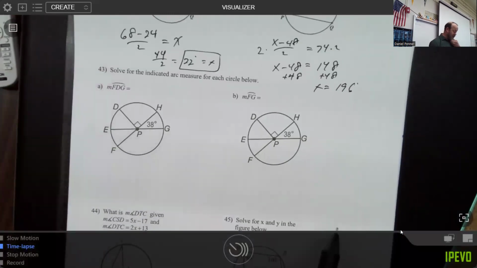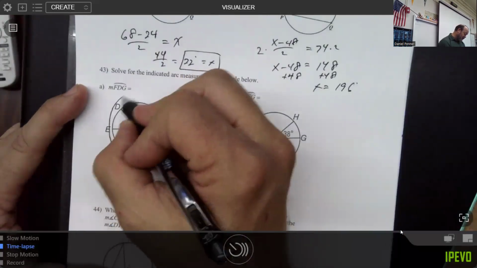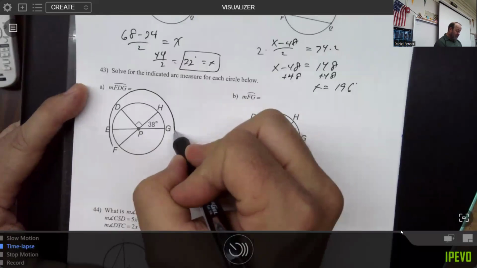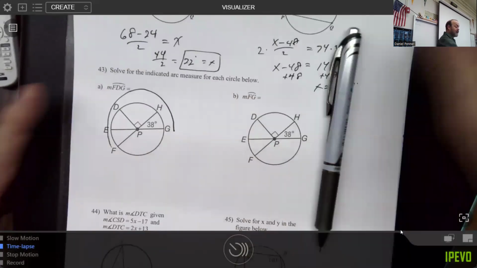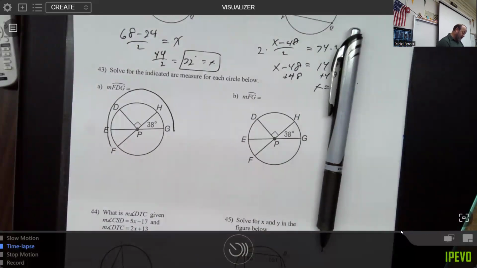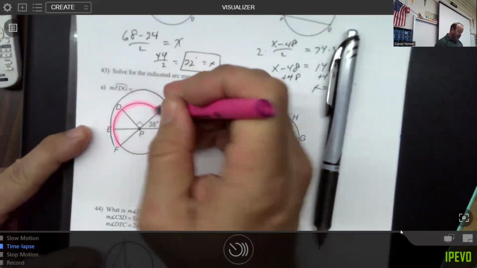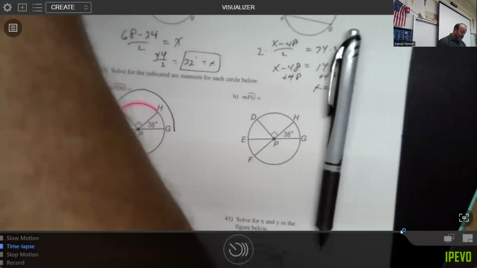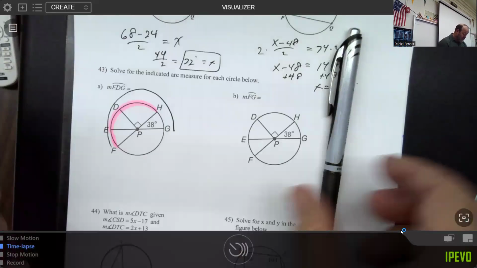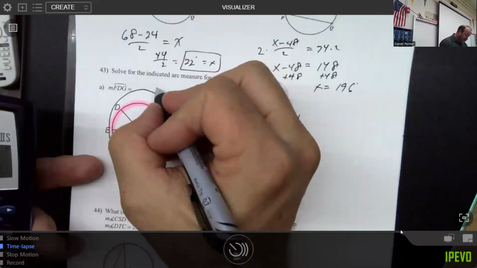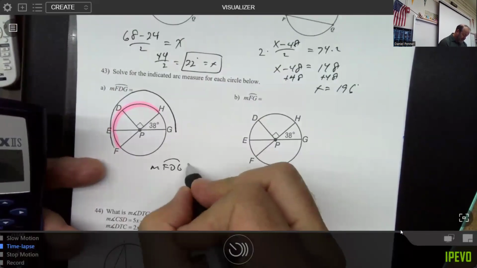FDG, what is FDG? Well, see, F to D to G. Now notice the third letter that is indicating that this is a major arc. So one thing you want to remember is that semicircles are always 180 degrees. So what I notice is this portion of the circle right here is 180, and then I just had to add 38 more to that. 180 plus 38, that measure of that arc is 218 degrees. Measure of arc FDG, 218.